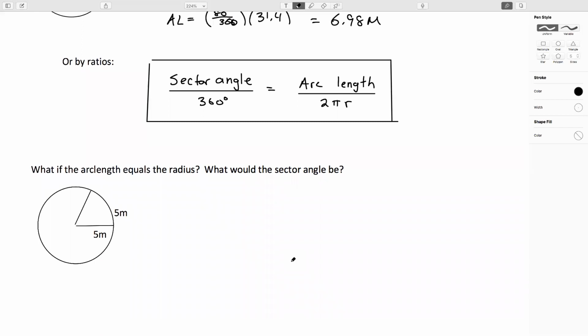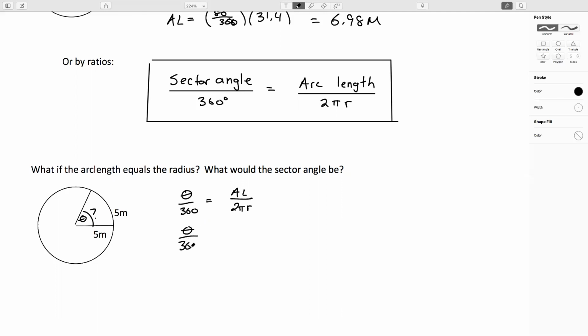So now let's focus on a very specific situation. We're going to focus on the situation where the arc length is the same as the radius. And the question becomes, what angle subtends an arc length that's the same as the radius? So let's take our formula that we just built and let's use it. So we've got theta over 360 equals arc length over 2 pi r, right? And now the arc length is 5 and r is 5, so we can fill in a little bit of this formula.